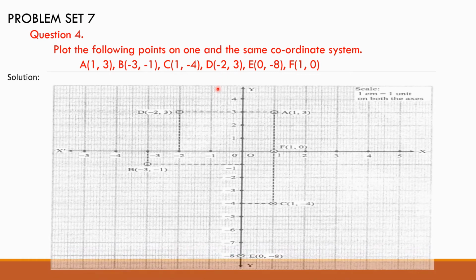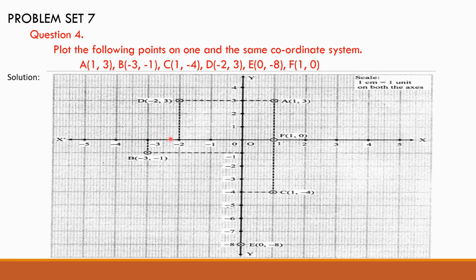First, on the graph paper, draw the x-axis and y-axis: X'X is the x-axis and Y'Y is the y-axis. And the scale is 1 centimeter equal to 1 unit on both axes. The intersection point of the two axes is the origin, (0, 0). Right of zero are positive numbers and left of zero are negative numbers on the x-axis, and above zero are positive numbers and below zero are negative numbers on the y-axis.